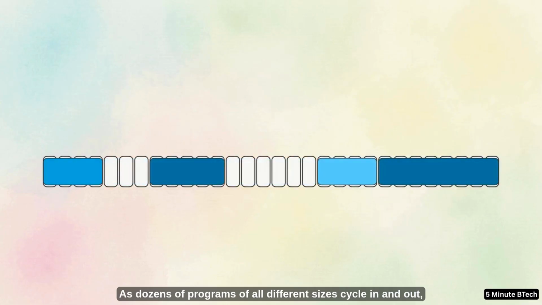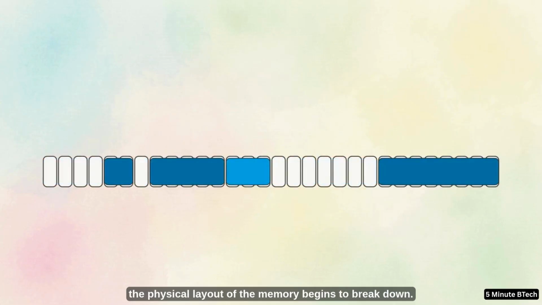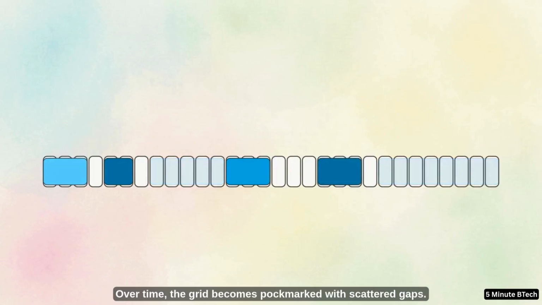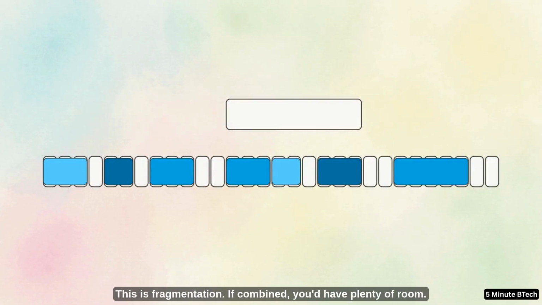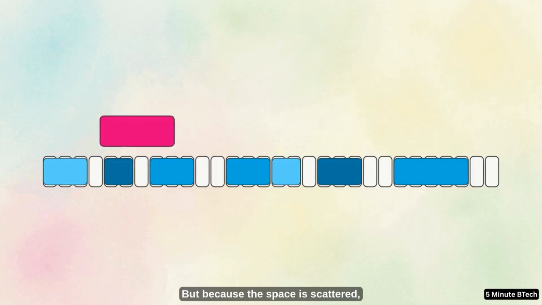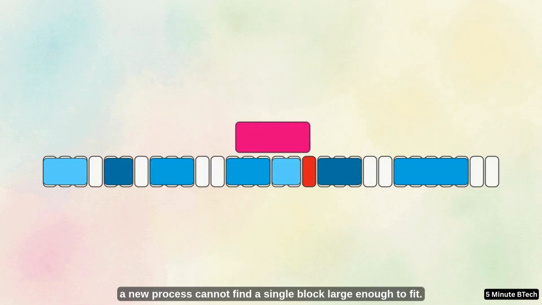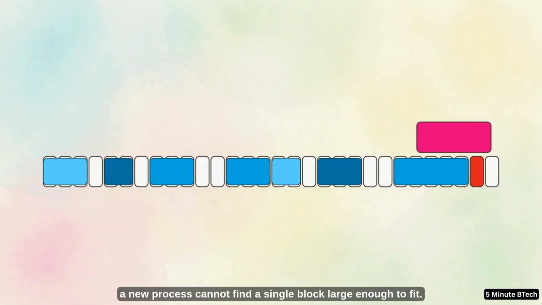As dozens of programs of all different sizes cycle in and out, the physical layout of the memory begins to break down. Over time, the grid becomes pockmarked with scattered gaps. This is fragmentation. If combined, you'd have plenty of room. But because the space is scattered, a new process cannot find a single block large enough to fit.